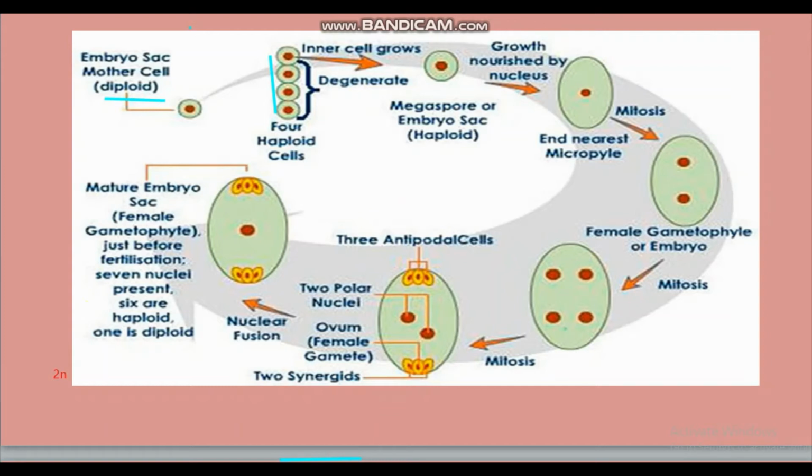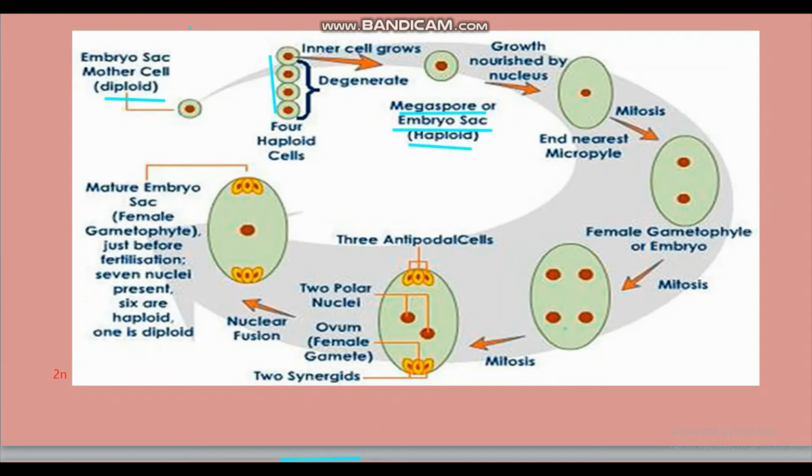3 cells will degenerate, and only 1 cell will remain, the uppermost one, here it is the inner cell. Most probably, though that also depends on the type of plant species. That inner single cell will convert into the megaspore. Or for the megaspore, what other term can we use here? Embryo sac. Like with the microspore, I told you that after formation of the wall it becomes a pollen grain. In the same way, the megaspore is also known as the embryo sac, and it is haploid. Remember this, it is haploid. Right.